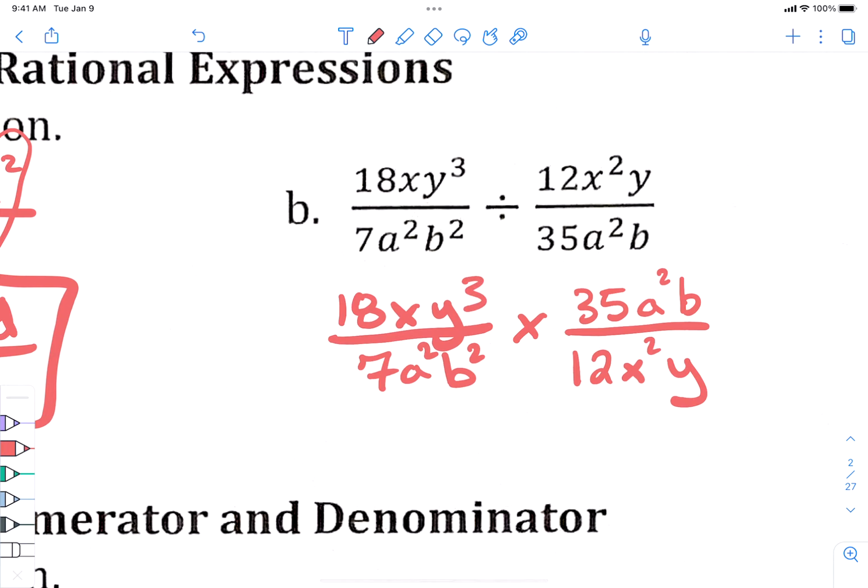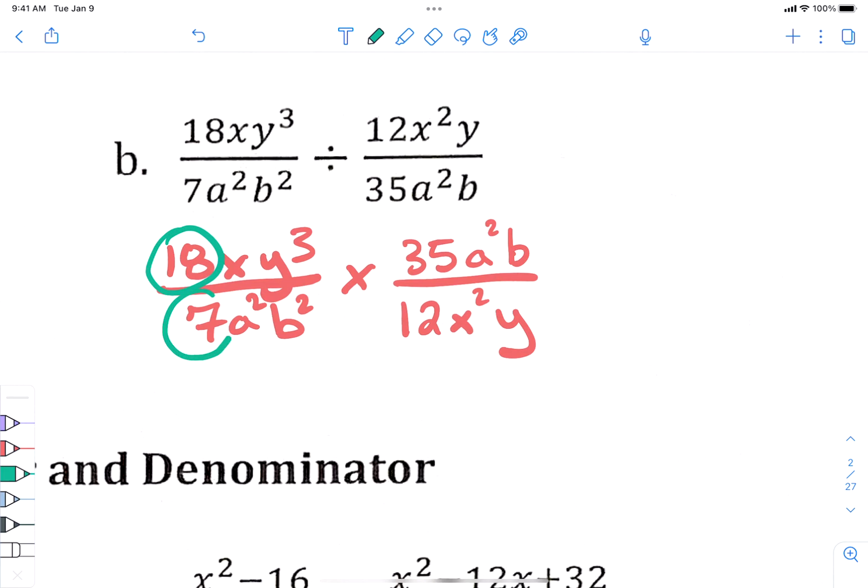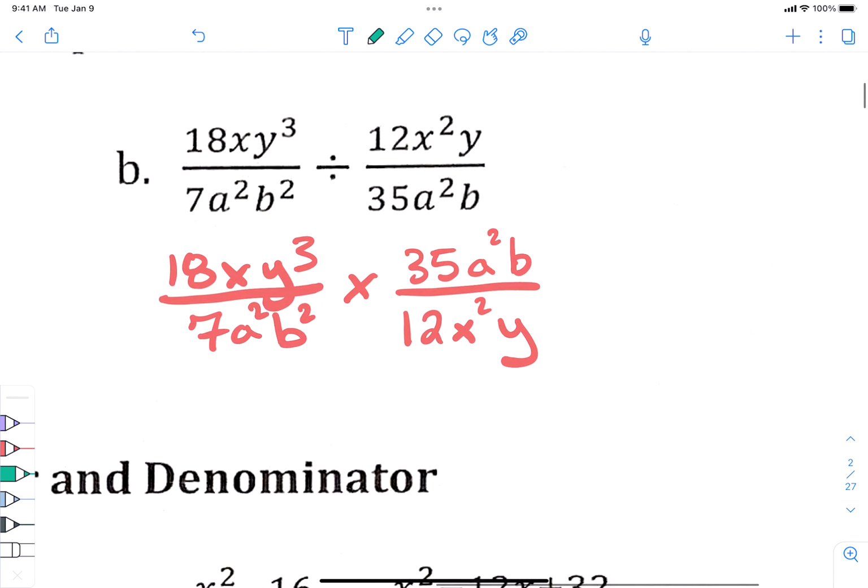All right? We got all this stuff. This is a mess right here. The only thing that I'm going to worry about reducing is the numbers right now, right? And then I'm going to clean house, get a nice clean slate, and then start reducing my variables. So let's just worry about the 18 and the 7 and the 35 and the 12. Just worry about those 4 numbers. What do we got? 6 and 4. Oh, sorry. 18 and 12 go to 6 and 4.